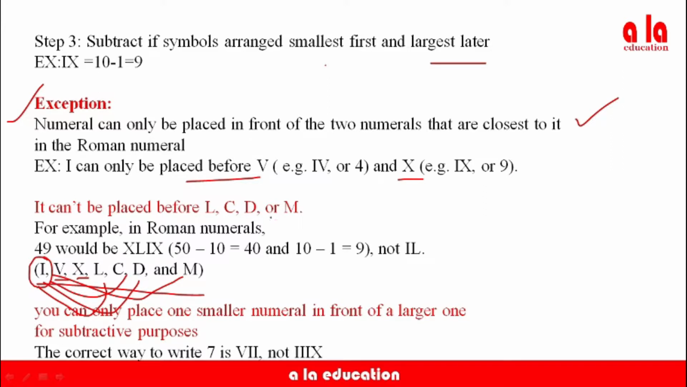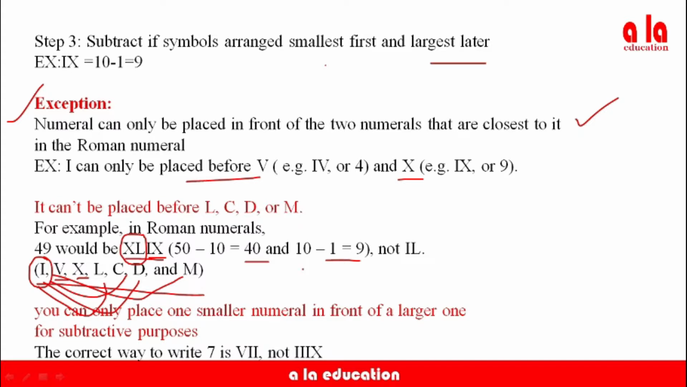For example, to write 49, you have to arrange the symbols in this manner: XL, IX. For XL, X value is 10, L value is 50, subtract the smaller from the bigger one, and it becomes 40. And in IX, the bigger one is 10 and the smaller one I equals 1, so the value becomes 9. Finally it becomes 49.